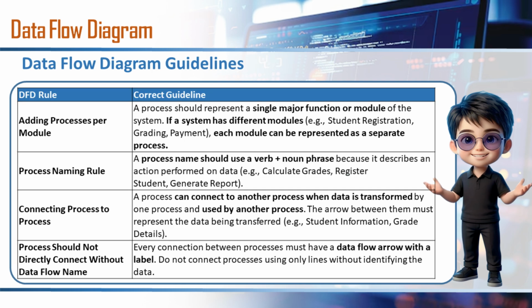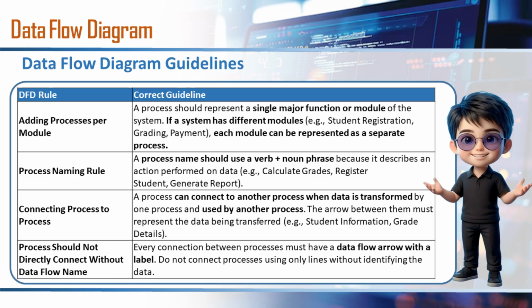Now, let us discuss the data flow diagram, DFD, guidelines that should be followed when designing a DFD. A process should represent a single major function or module of the system. If a system contains different modules, such as student registration, grading, and payment, each major module can be represented as a separate process. When naming a process, use a verb plus noun phrase because the process describes an action performed on data. Examples include register student, calculate grades, and generate report.